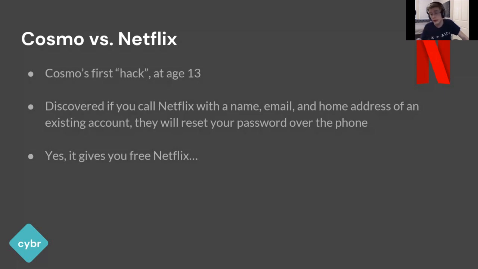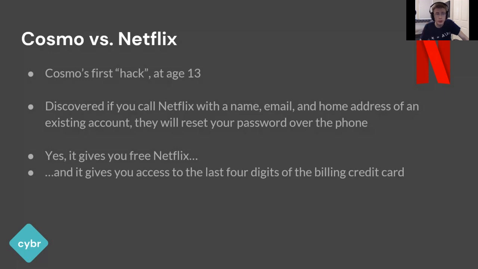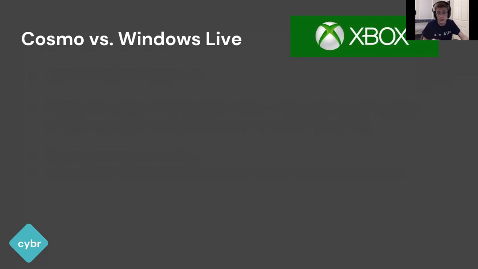Yes, it does give you free Netflix, but more importantly, it gives you access to the last 4 digits on the billing credit card associated with a Netflix account. If you can log into someone's Netflix account, you can see those 4 digits that they're using to pay for the account. And this is where snowballing came into play. Cosmo would see these digits and he would add it to his stash of information that is associated with this account. And he might use it to hack other accounts, as we'll see here very, very soon.